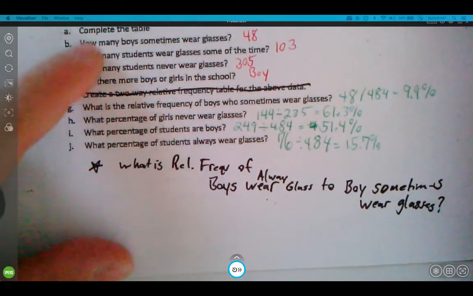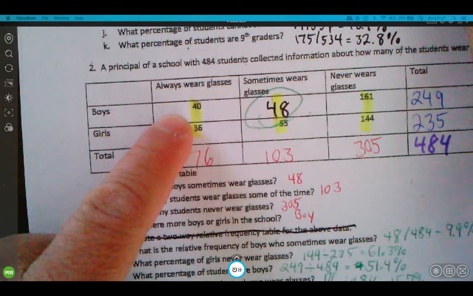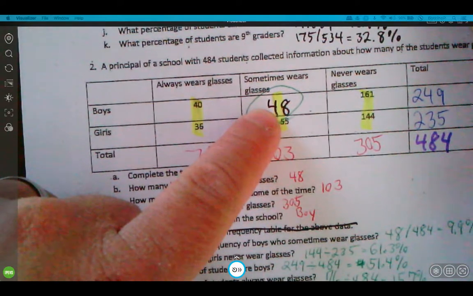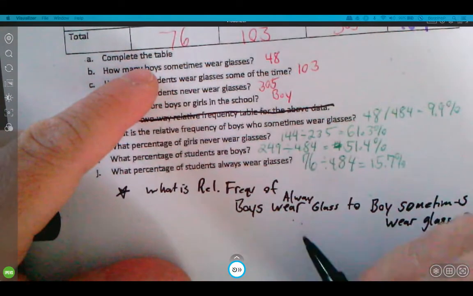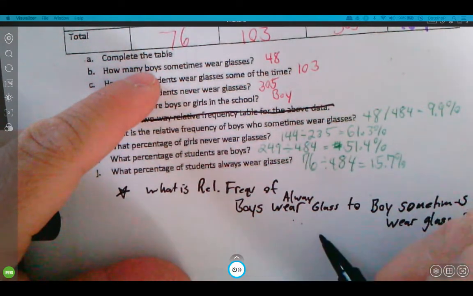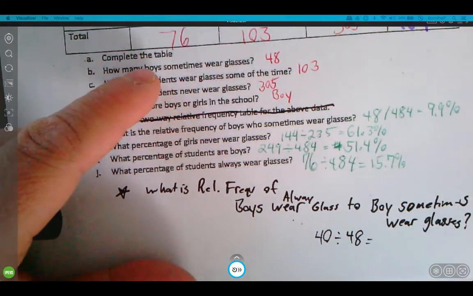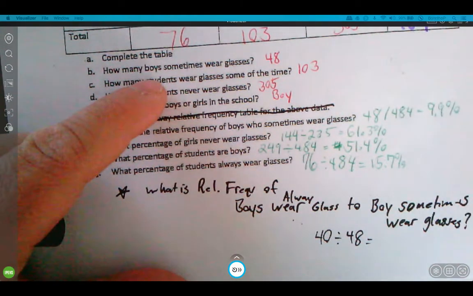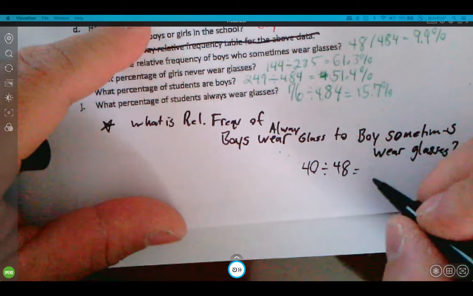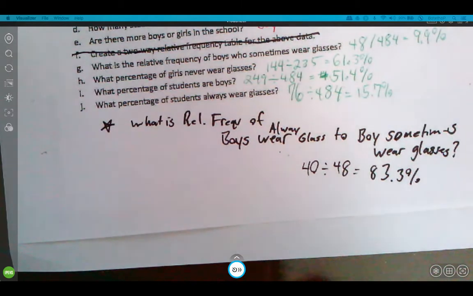So basically what I just asked was boys that always wear glasses compared to sometimes wear glasses. So what I would do there, I would do 40 divided by 48. It's going to be over 100%, but it would be 40 divided by 48. Oh, no, it's not. Sorry. 40 out of 48 is going to be 83.3%.